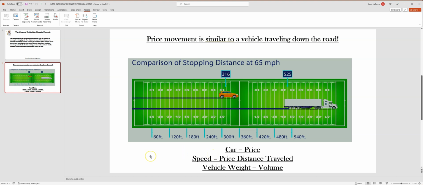The beautiful thing about the Einstein formula is the fact that we can use this in all markets. It doesn't matter what the market is. I don't care if it's a commodity, stock, an index. It could be anything. It could be Forex. Anything that has price movement, we can apply this formula to it. And when we do, our history has shown that when we predict a distance in price traveled, we're going to be right over 70% of the time.